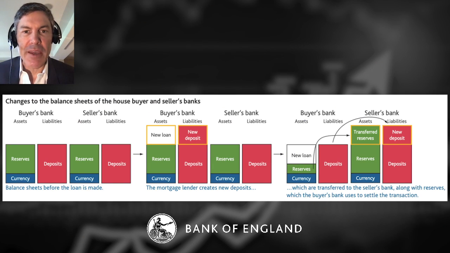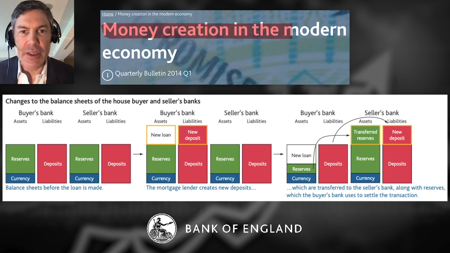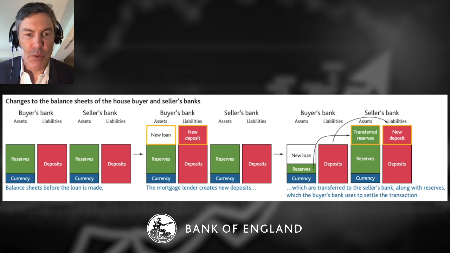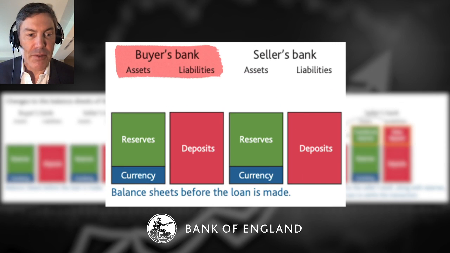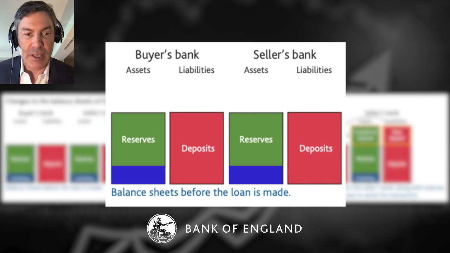This is a diagram from the Bank of England's 2014 paper titled Money Creation in the Modern Economy. And this shows us 2 bank balance sheets when there's a mortgage created. So the buyer is buying a home from the seller. So on the far left, we see the buyer's bank's balance sheet. And just to the right, it shows the seller's bank's balance sheet. And like we showed on the whiteboard, the reserves are on the left, deposits or liabilities of the bank on the right, indicated in red. So reserves, green, deposits, red. I got a little bit of currency there in blue.